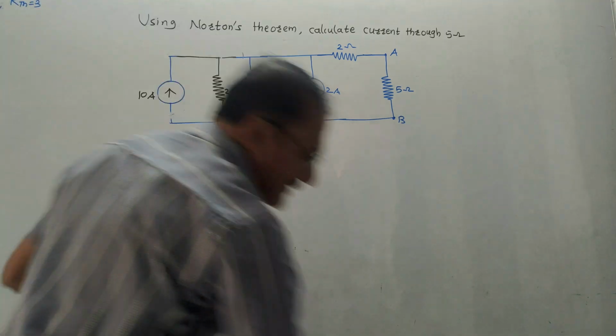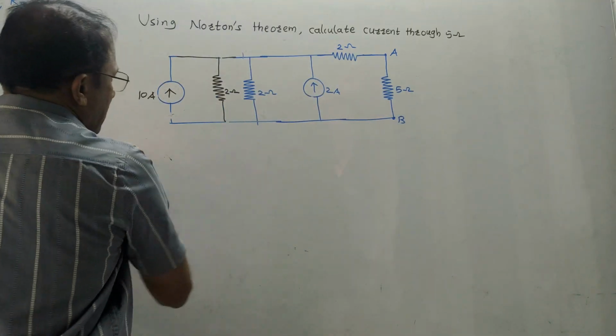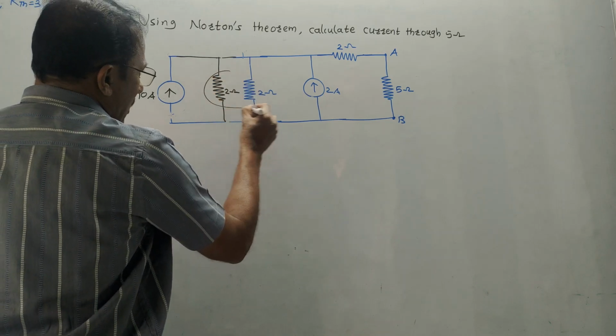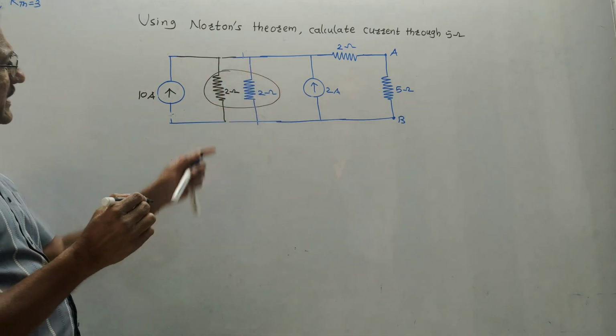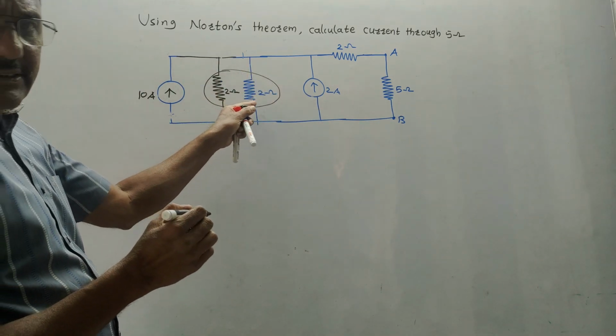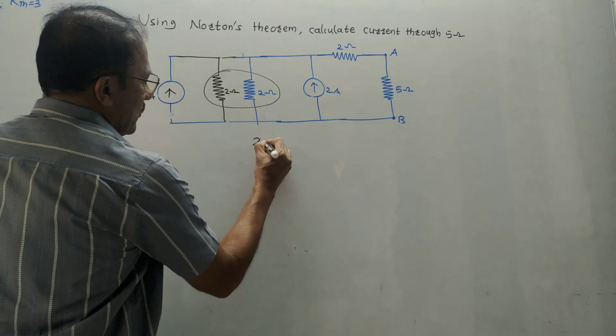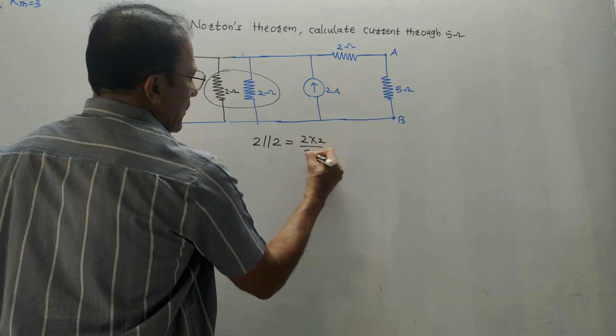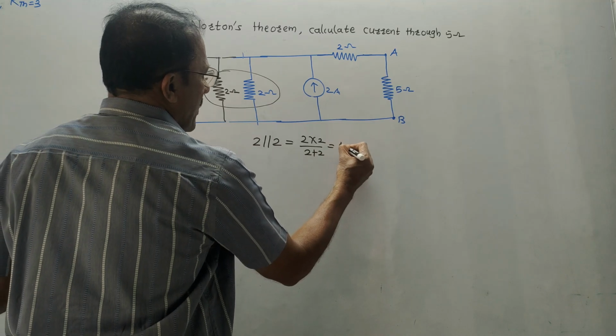Now very much simplified technique is this 2 ohm and 2 ohm, they are in parallel. Very simple because they are in different wires. So I will be doing calculation like this: 2 parallel 2, which is 2 into 2 divided by 2 plus 2, that is equals to 1 ohm.